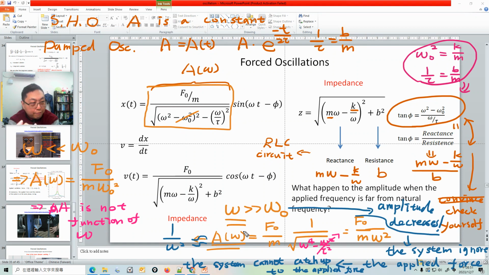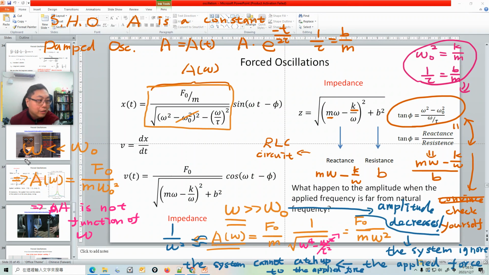If you apply a very high frequency to a system, the amplitude doesn't increase. On the other hand, the amplitude decreases as a function of 1 over omega squared. That means your amplitude will decrease very fast if you keep increasing your applied frequency. And the other limit is when your omega is very, very small, the amplitude is almost a constant. Okay, it doesn't depend on your applied frequency.